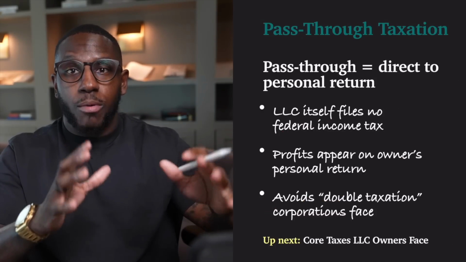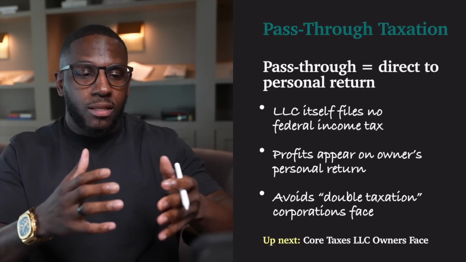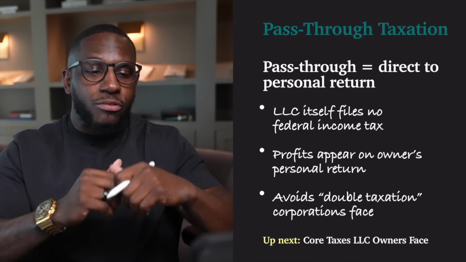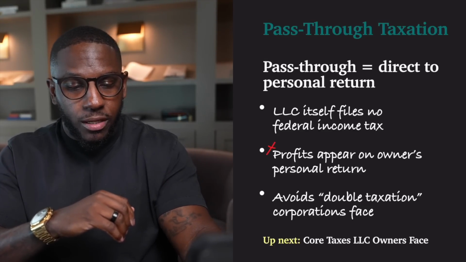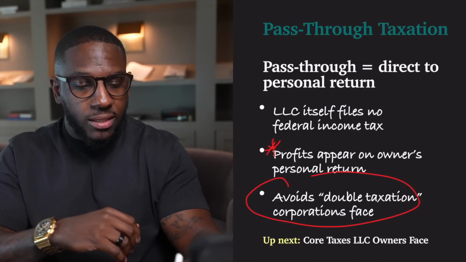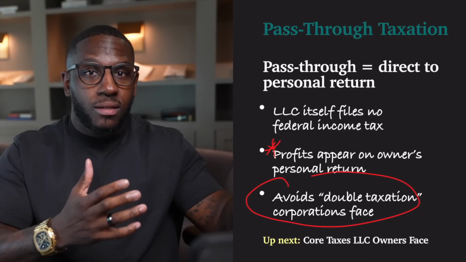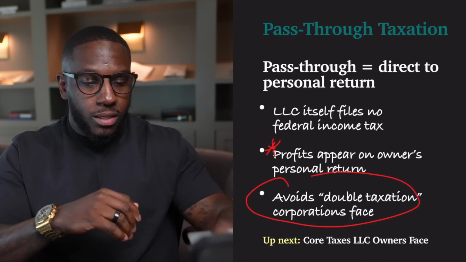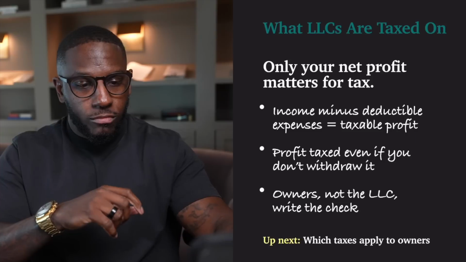All right, so let's talk about pass-through taxation. Well, pass-through taxation is simply the fact that the profit and loss passes through directly to the personal tax return, right? Profits appear on the owner's personal return, and it avoids the double taxation corporations face, even though corporations can keep money in. And well, okay, I won't even get into that yet. We'll talk about that.